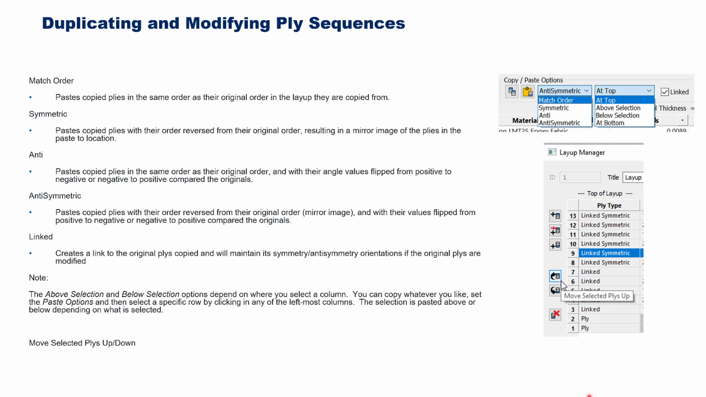Also, a quick note, the above selection and below selection options depend on where you selected a column. So once you've copied your selected plies with this icon right here, you can then click anywhere you want in your layup on any one of these numbers to get the option to paste above or below that particular ply. So you don't necessarily have to copy and paste at the very bottom or the very top of everything.